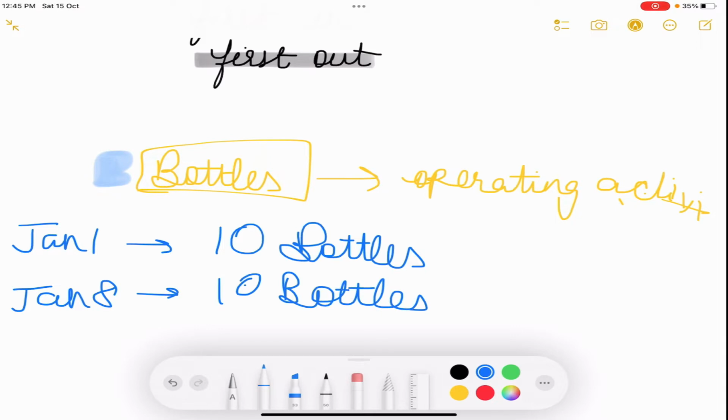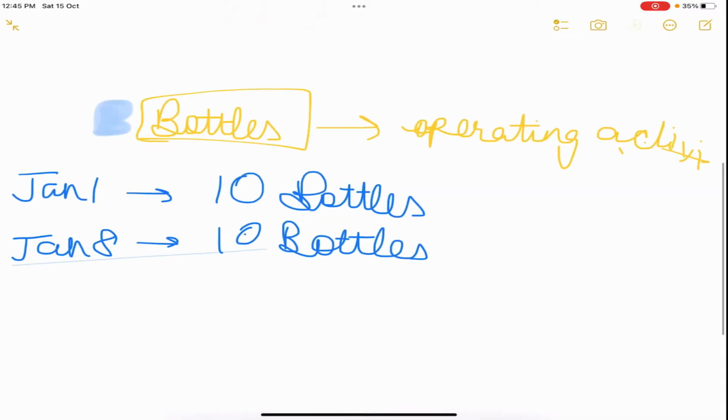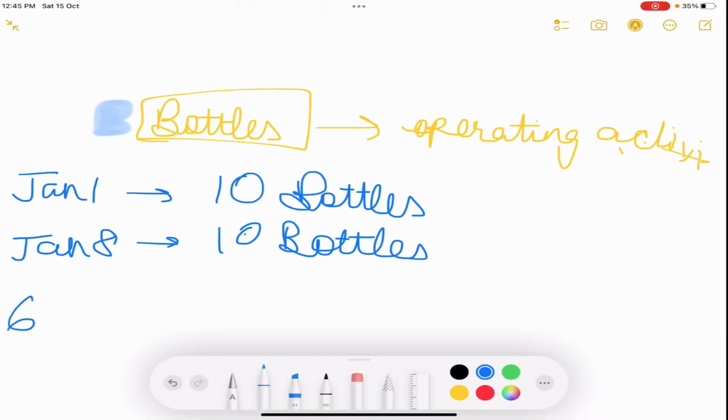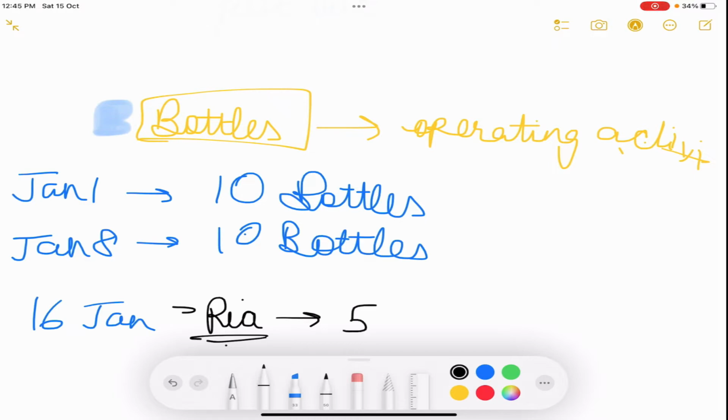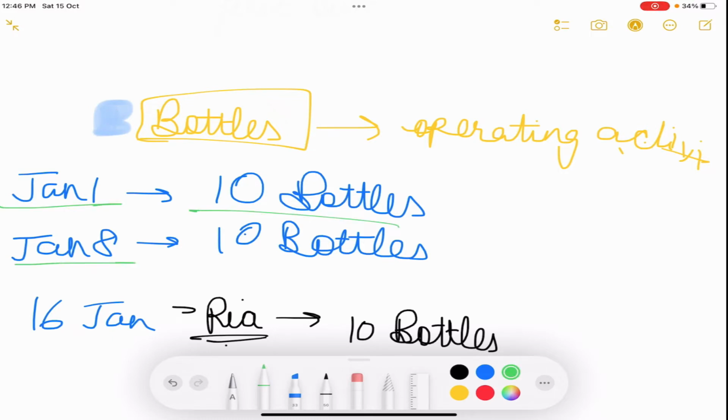Okay, understood. Now let's say I got a customer on 16th January and her name is, let's say, Ria. So Ria came to me and she said that she wants to buy 5 bottles. Okay, let's say for simplicity she wants to buy 10 bottles. Now tell me, how much inventory do I have? On Jan 1st I bought 10, on Jan 8th I bought 10. So I have 20 bottles with me and Ria wants to buy 10. Now, which 10 bottles will I give her?